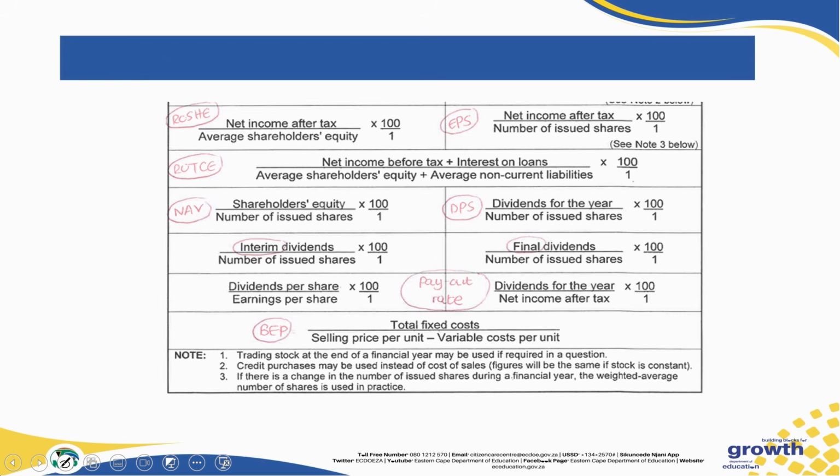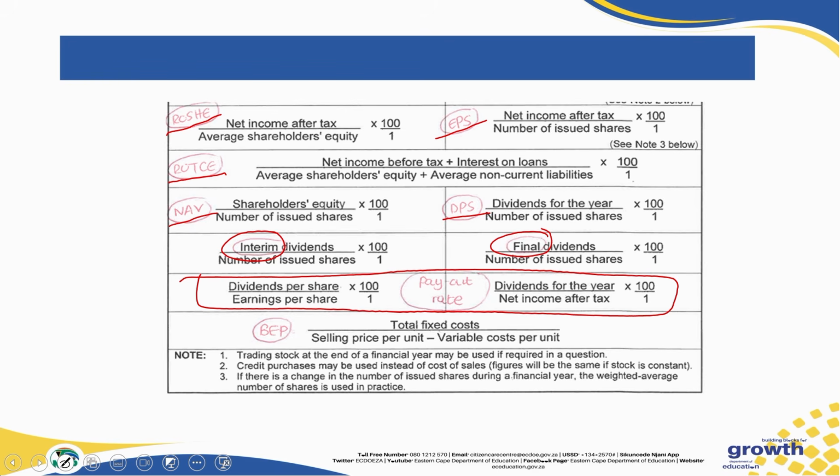Then the second half, we have our return on shareholders' equity, our earnings per share, and our return on total capital employed. We have our NAV, which is our net asset value. We have our DPS, which is our dividends for the year. This one works out our interim dividends for the year. This one works out our final dividends for the year. And these ones work out our payout rate for dividends. And this, obviously, our break-even point will be for paper 2.